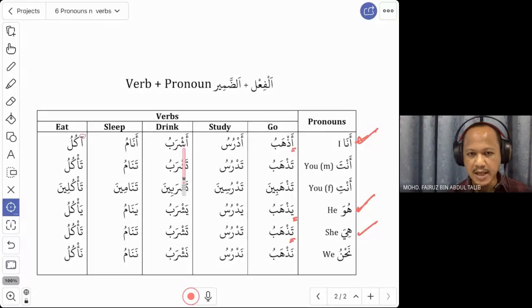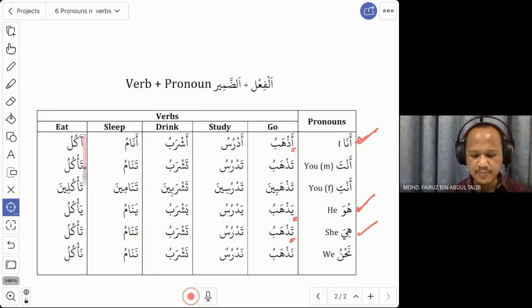Ashrab, I drink, becomes tashrab. Hiya tashrab. She drinks. Okay, so you change to hiya, you change to ta. Anamu, I sleep. You change to hiya, tanamu. So we say hiya tanamu. She is sleeping. Hiya tanamu fi lail, at night.